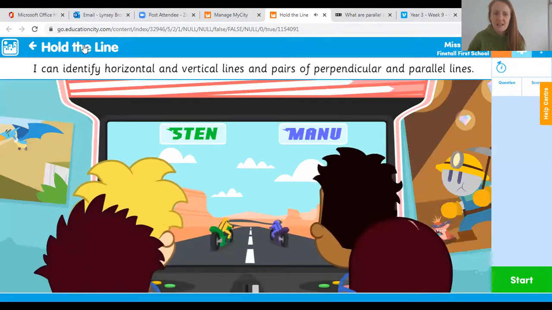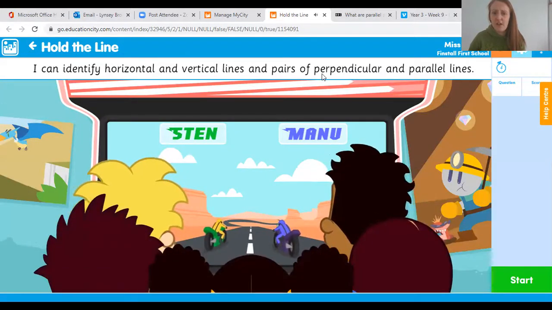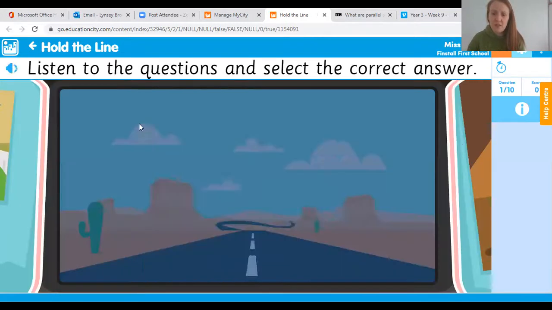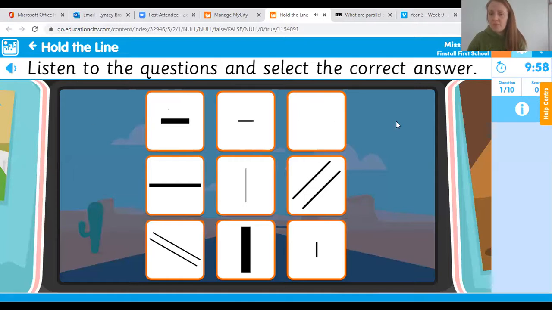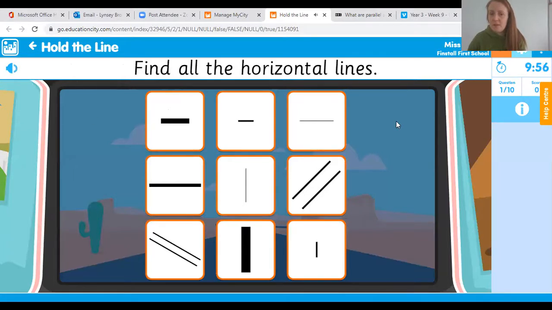there we go. And it's asking you to identify horizontal and vertical lines and pairs of perpendicular and parallel lines. So this is really a recap of what we've done before. And what you do is when you press start, it will ask you and select the correct answer. Find all the horizontal lines. Okay, so it's asking you a question. You've got to click on all the correct answers and then you get the next question.